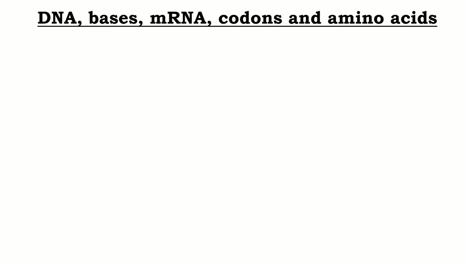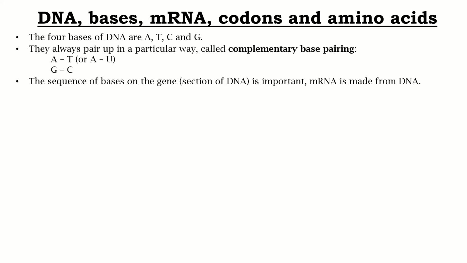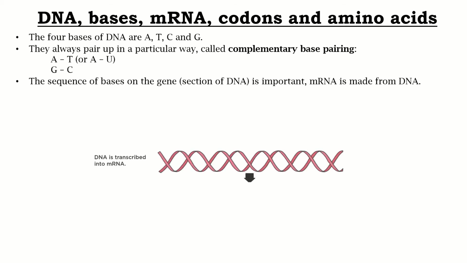Just to explain a few more terms and define some other words. In DNA, we remember that there are 4 bases, A, T, C, and G. We're not going to worry you with the names of them. And the bases in DNA pair up with their complementary base. So A always pairs with T and C with G. A with T, or sometimes A with U, and C with G. The sequence of bases on the gene is important, and mRNA is going to be made from DNA. We're going to talk about that now in protein synthesis.